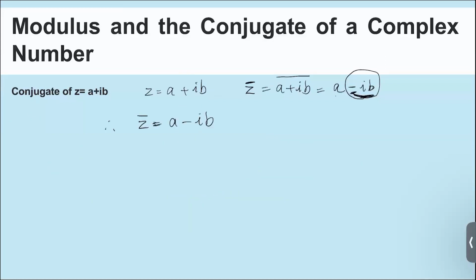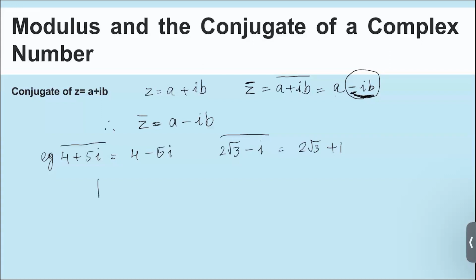In the example that we have used, you have 4 plus 5i. So you find the conjugate of this. So this will be 4 minus 5i. And similarly, if you have 2 root 3 minus i, okay, so the conjugate will be 2 root 3 plus i. Okay, so this is how you can find the conjugate of a complex number.